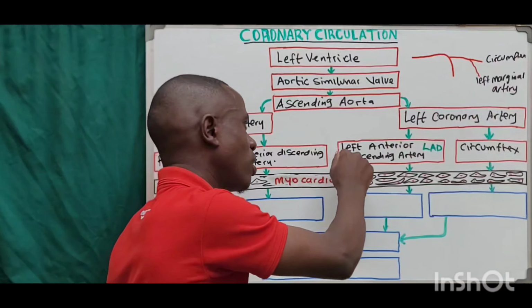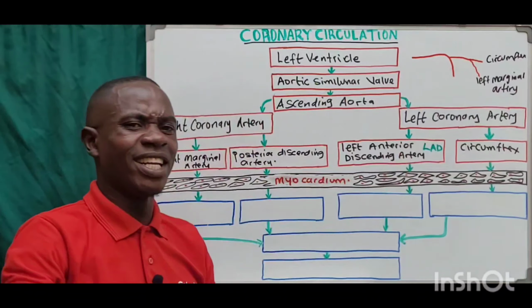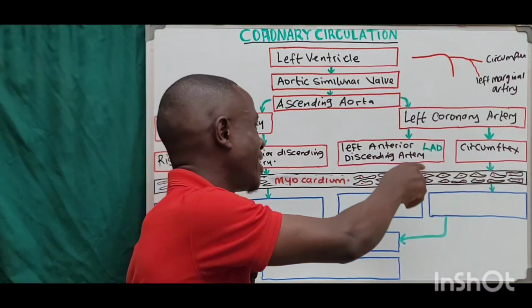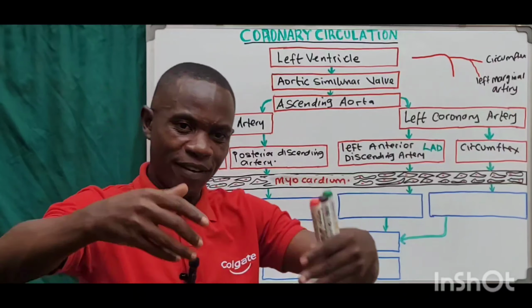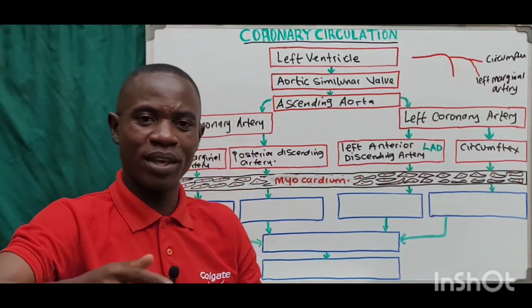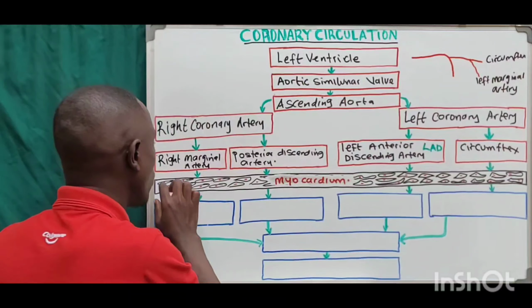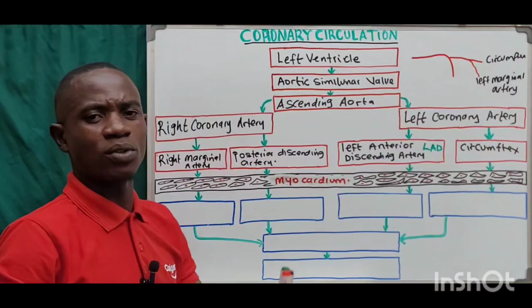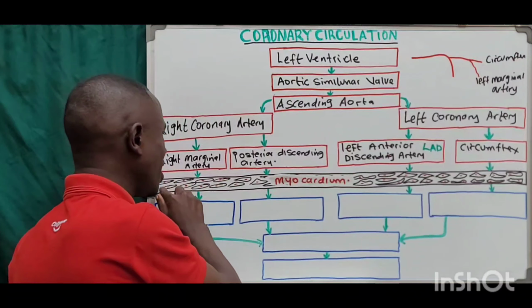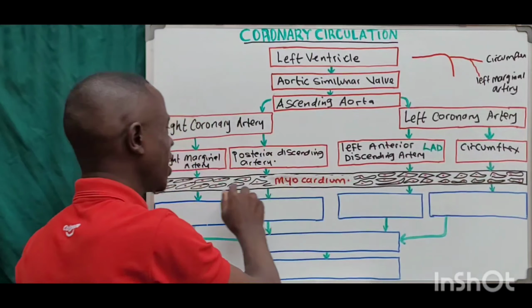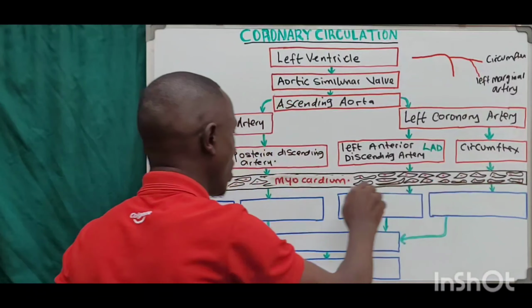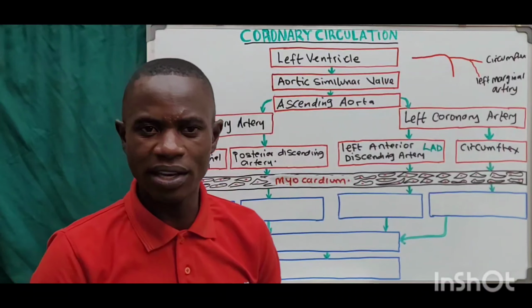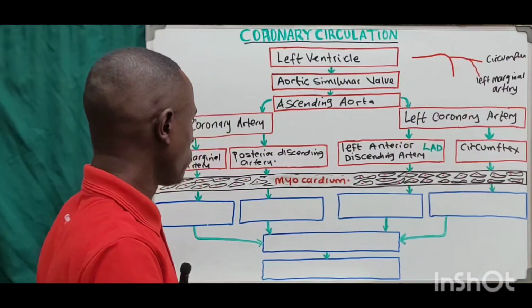Again, the same with the left anterior descending artery: it will branch into left anterior descending arterioles, and then finally into capillaries. And lastly, the circumflex artery will also branch into circumflex arterioles, which are going to be in the myocardium, leading to capillaries. So it is within these capillaries that you have exchange of different substances within the myocardium. Okay, it is such a beautiful thing.